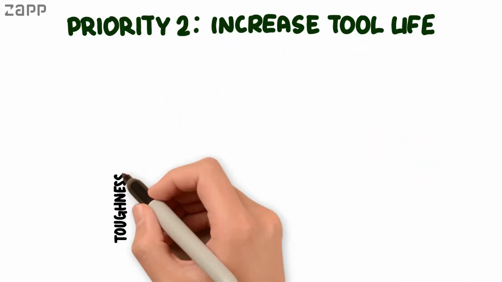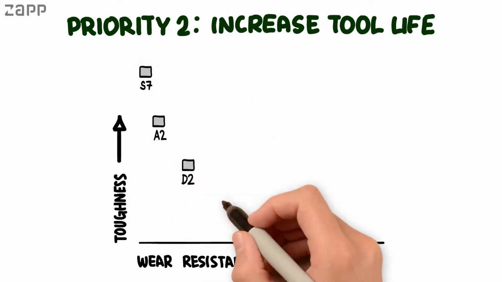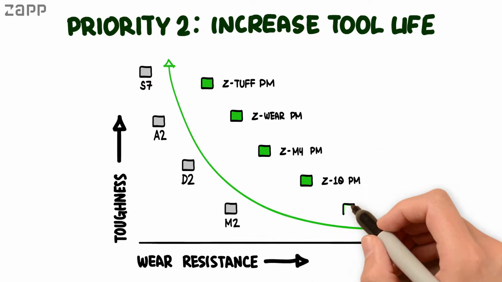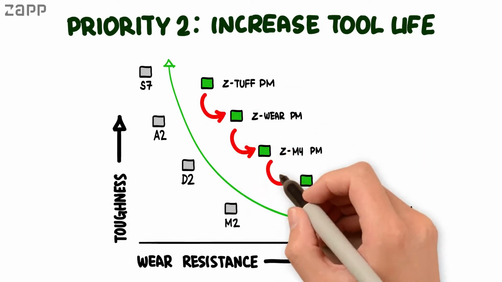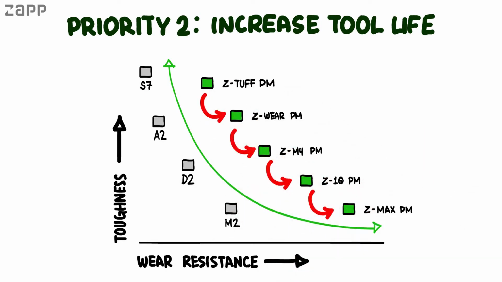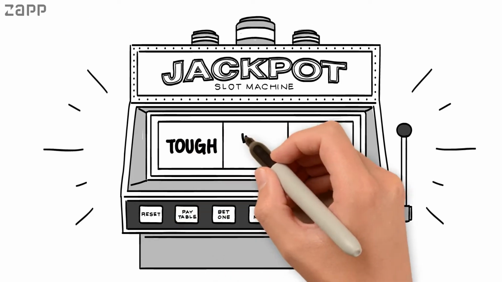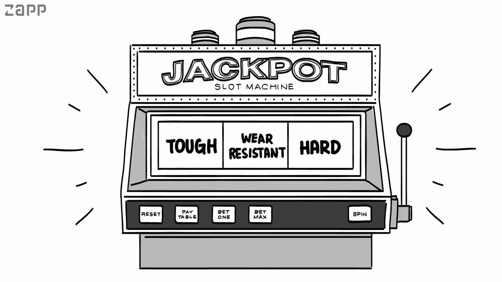The second priority of grade selection is to extend tool life through continuous improvement. This involves selecting a grade with higher wear resistance. This process can continue until the new grade begins to chip or fail unpredictably. This process identifies the optimal balance of toughness, wear resistance, and hardness.